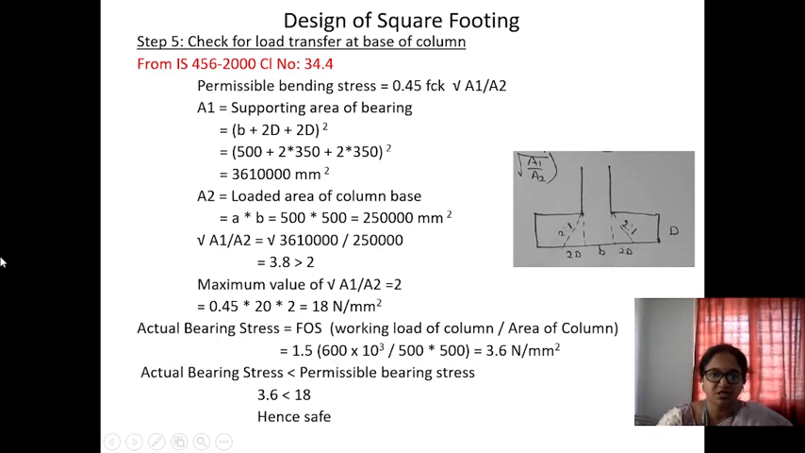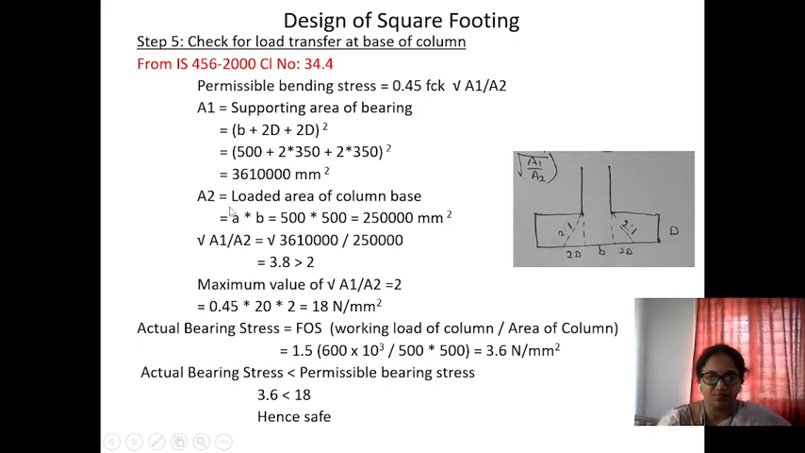Now coming to the check for load transfer at the base of the column. From IS 456-2000 clause 34.4, the permissible bearing stress is given as 0.45 FCK into square root of A1 by A2. We don't know A1 and A2, so now calculate A1 and A2. A1 is the supporting area of bearing, which is nothing but B plus 2D plus 2D. Here 2D means 2 into overall depth, and B is the width of the column. I have substituted here, and I got the A1 value as this much.